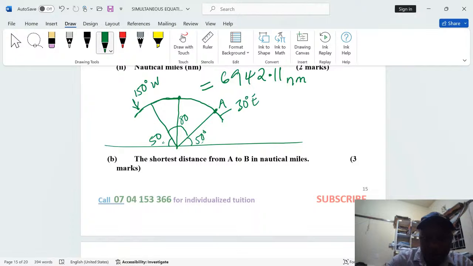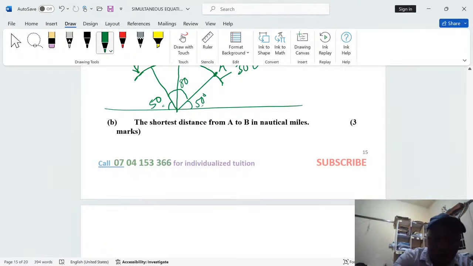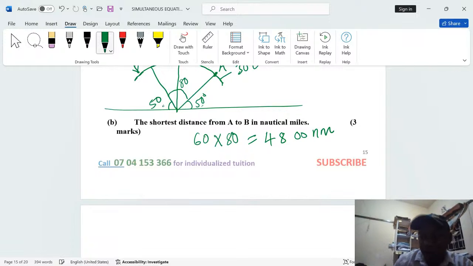Therefore, we will be talking about the shortest distance in nautical miles. Because it is along a great circle, it will be 60 times theta. The theta is 80. So 4800 nautical miles will be the distance.